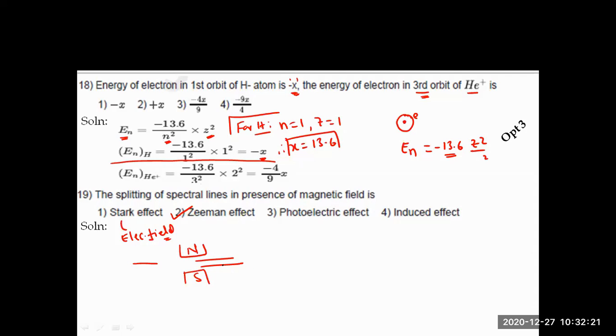This becomes one of the drawbacks of Bohr's theory. Bohr's theory couldn't explain Zeeman effect and Stark effect. So option 2 is the correct answer.